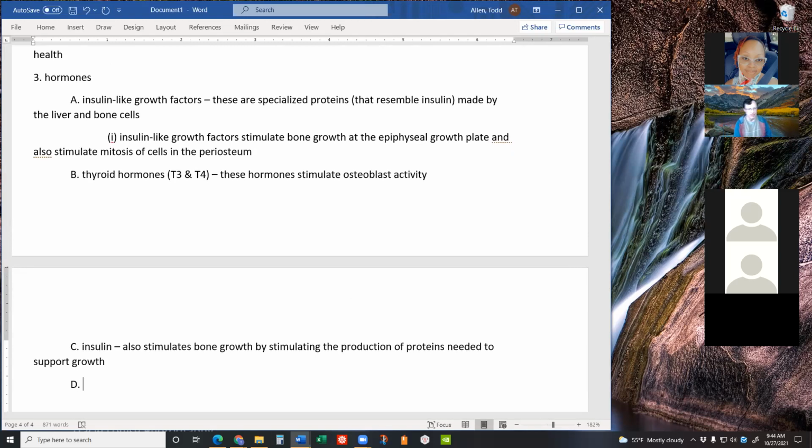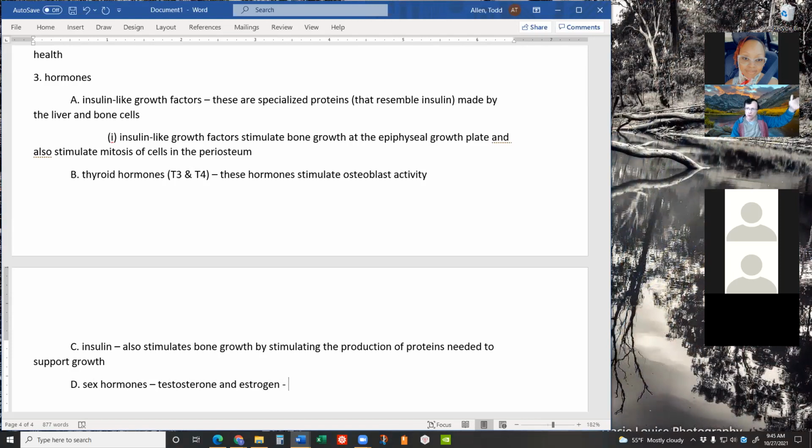I would be remiss if I didn't at least mention some of our sex hormones. Testosterone and estrogen. Both of these hormones are involved in promoting bone growth during times of our development, particularly when we reach puberty, right? The boys and girls go through their growth spurts respectively and grow very rapidly. So testosterone and estrogen also stimulate bone growth.